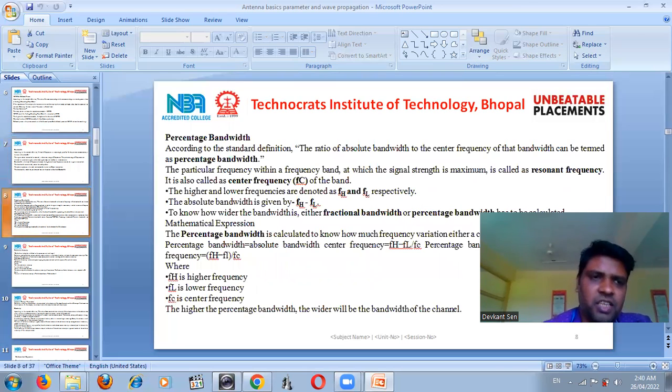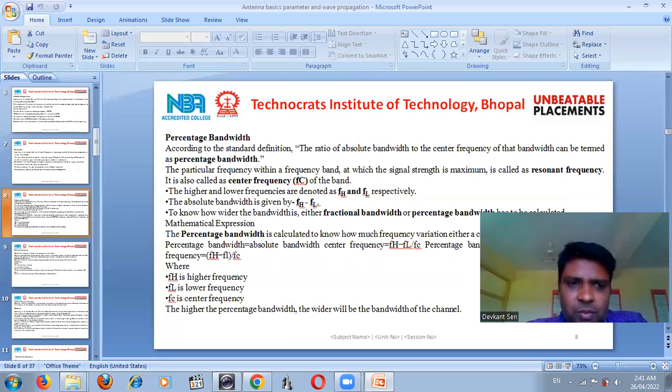Next, move to the percentage bandwidth. According to the standard definition, the ratio of absolute bandwidth to the central frequency can be termed as percentage bandwidth. The particular frequency within a frequency band at which signal strength is maximum is called the resonant frequency. It is called the central frequency fc of the band. The absolute bandwidth is given by fH minus fL, where fH is the higher frequency and fL is the lower frequency.